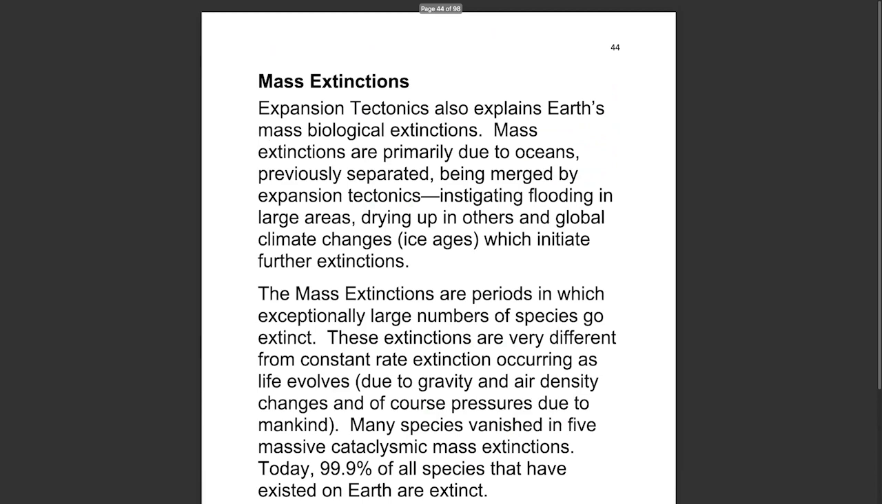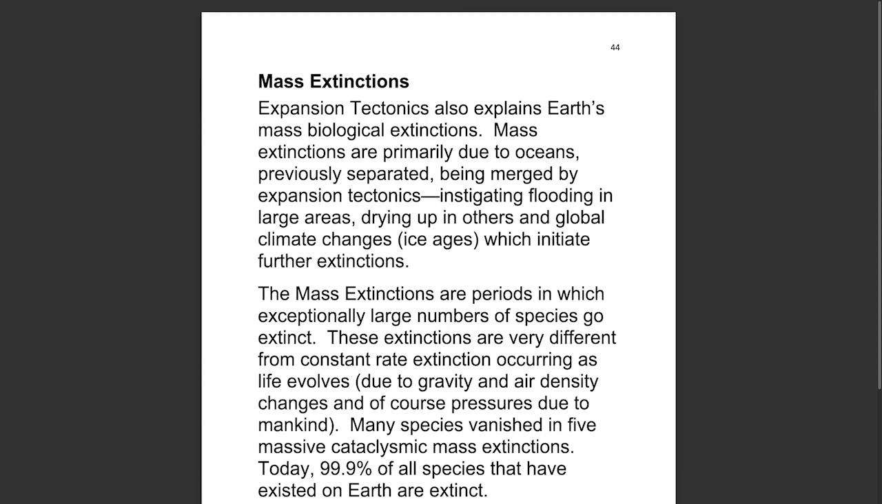Mass extinctions. So what are they? Expansion tectonics explains why you have mass biological extinctions, while continental drift has no explanation whatsoever. It reveals no reason. Mass extinctions are primarily due to oceans. You don't need meteors slamming into the earth. So you have a mass extinction event from a meteor?